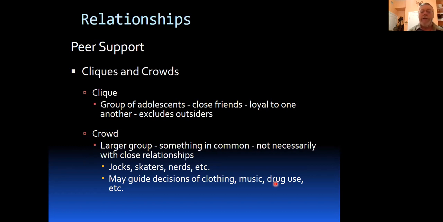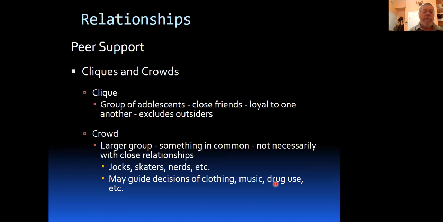We also see that these cliques can be a very important influence on the adolescent. Whatever is popular within that clique that they're a part of, that adolescent may feel pressure to adopt that behavior, attitude, what have you.